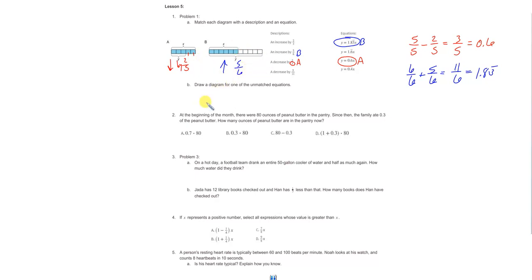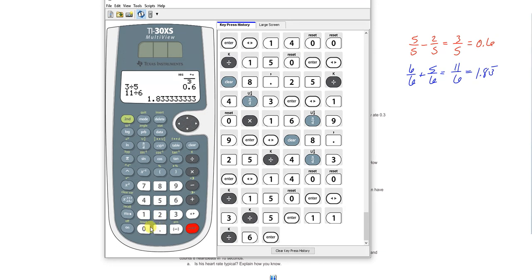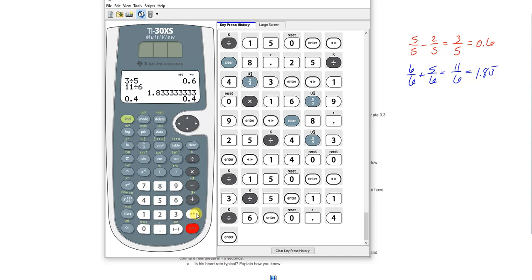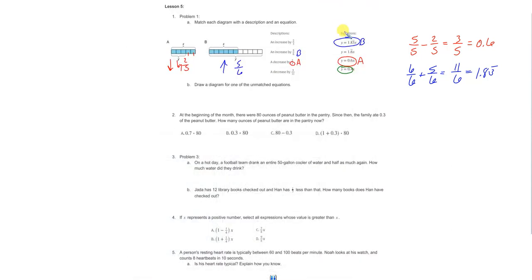Now we have to draw a diagram for one of the unmatched equations. I'm going to do this one right here, that way I don't have to deal with the 0.6 repeating. So 4/10 of x. Well, let's find out what 4/10 of x is. 4/10 reduced is 2/5. So this would be like having y equals 2/5 x. So that's like having a drop of 3/5.